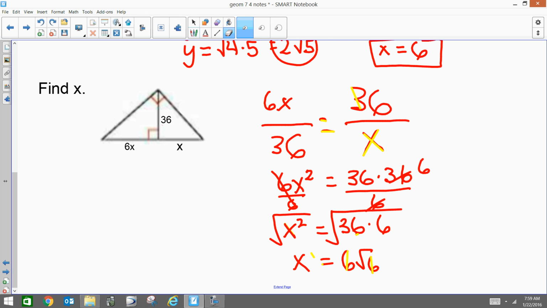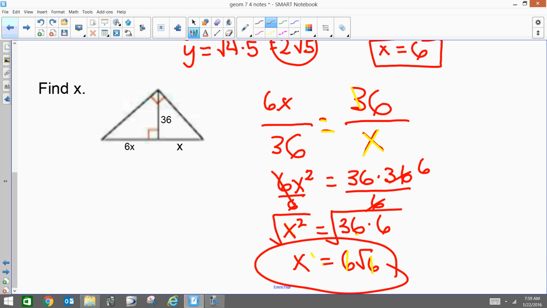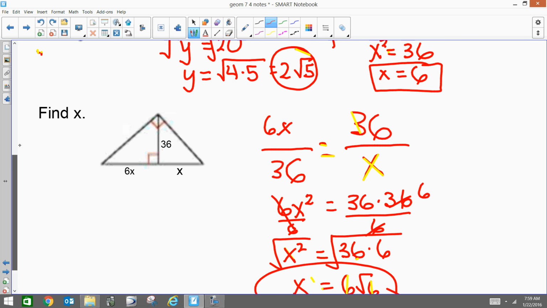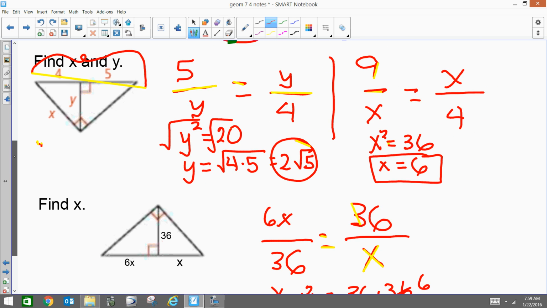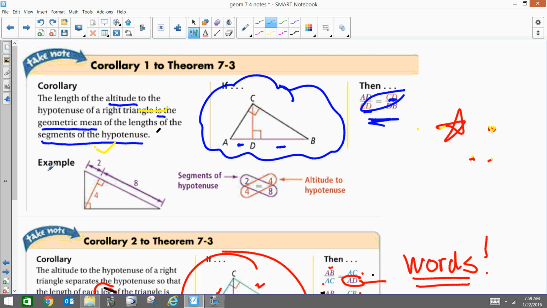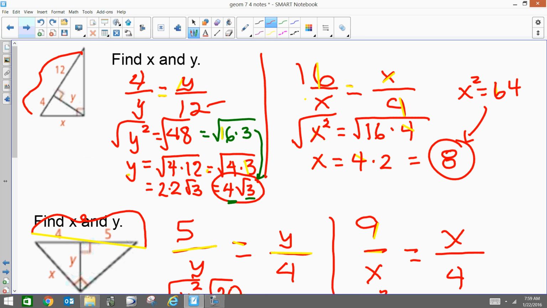So if you can think ahead, then it'll help you. But you could still get the same numbers if you actually multiplied 36 times 36 and then divided by 6. It just seems kind of a waste when you know you're going to take it out right away anyways. So think ahead. But that's how you use your corollaries. They're not hard, but again, you have to remember the words. Just keep saying them to yourself.